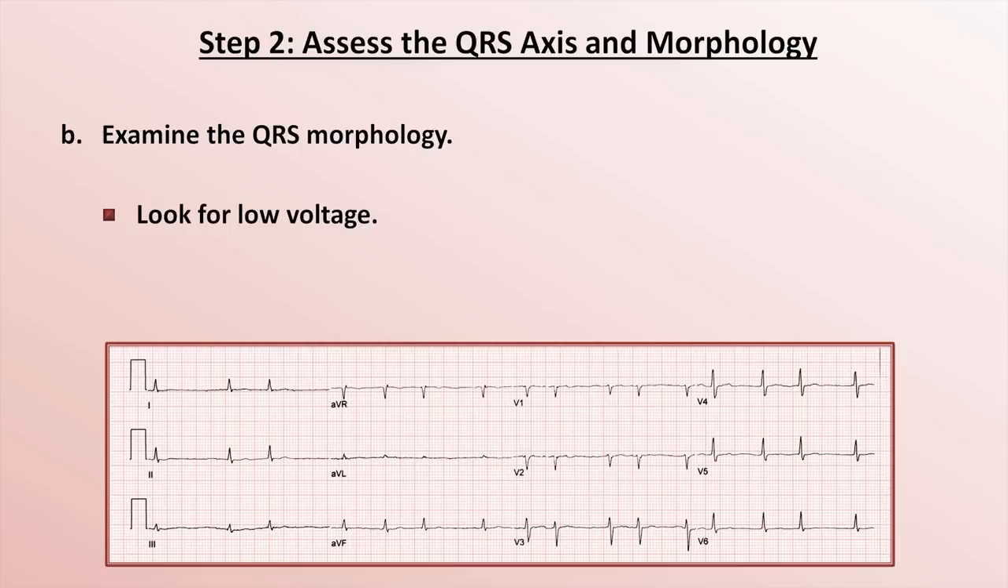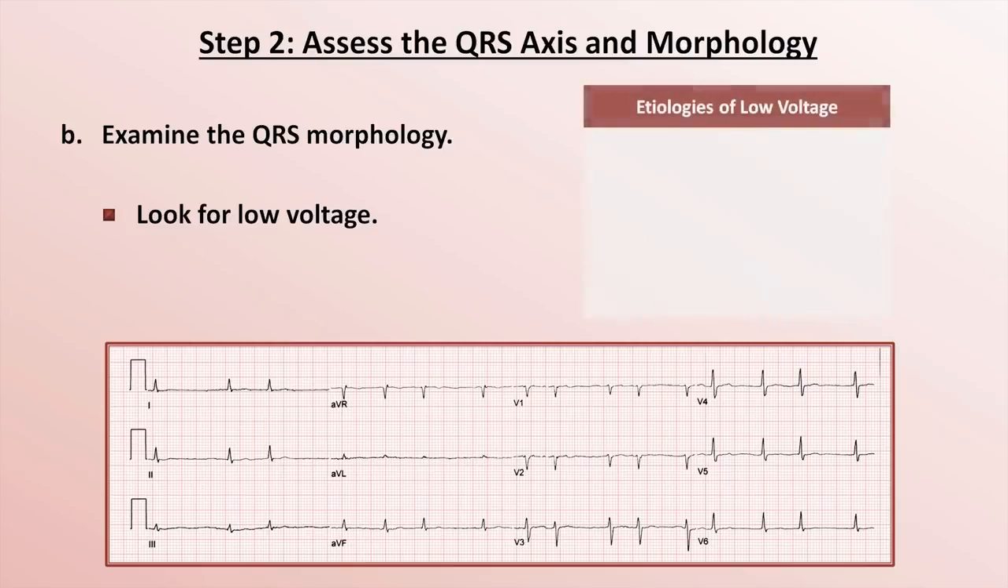Consider whether the pattern has low voltage, that is, if the amplitude of every QRS complex is unusually low. Etiologies of this usually involve some insulating material or substance coming between the heart's conduction system and the electrodes on the skin.